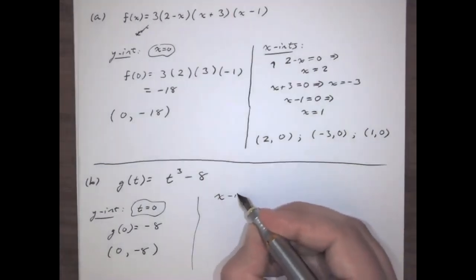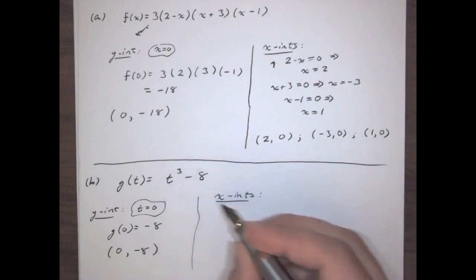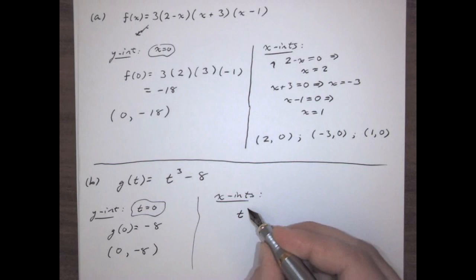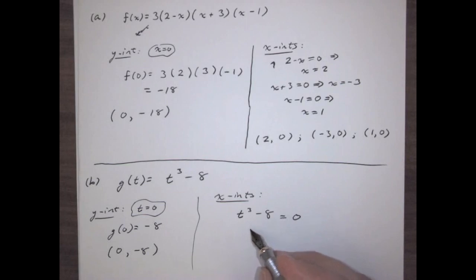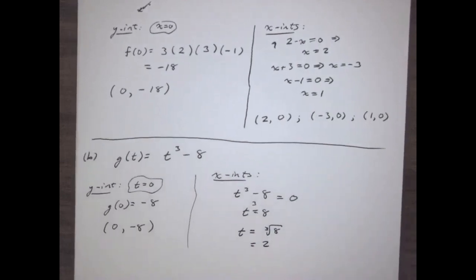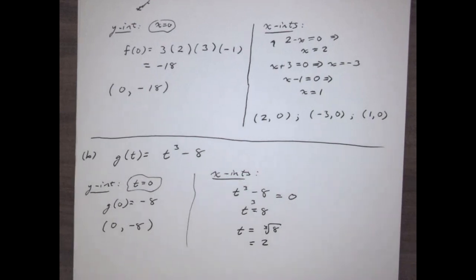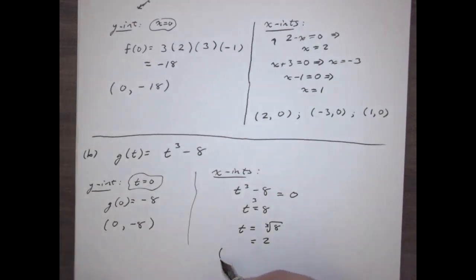Now for the x-intercepts, basically you can just treat that whole thing as one factor. T cubed minus 8 equals 0, and try to solve that for the t. So t cubed is equal to 8. I'm just adding 8 to both sides. Take the cube root of both sides. And it doesn't need a plus or minus because it's odd. And that gives you just t equals 2. And that's the only x-intercept. So then that's going to be 2, comma, 0.